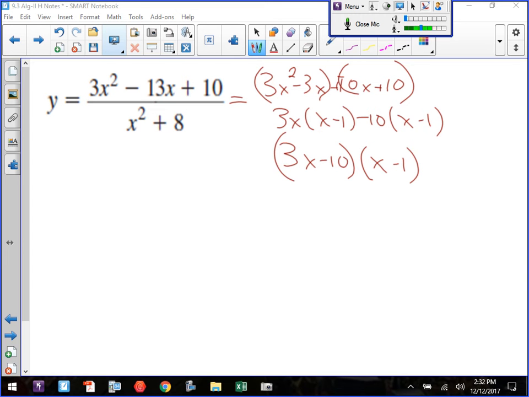So if I have terms 3x minus 10 and x minus 1, where are my two zeros? It'll be at 10 thirds and 1. So my x-intercepts will be at 10 thirds and 1.